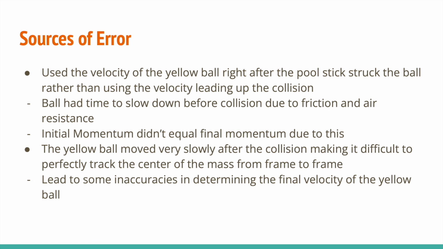Some sources of error are that I used the velocity of the yellow ball right after the pool stick struck the ball, rather than using the velocity leading up to the collision. The ball had time to slow down before the collision due to the friction and air resistance. The initial momentum didn't equal the final momentum due to this. Also, the yellow ball moved very slowly after the collision, making it difficult to perfectly track the center of mass from frame to frame. This led to some inaccuracies in determining the final velocity of the yellow ball.